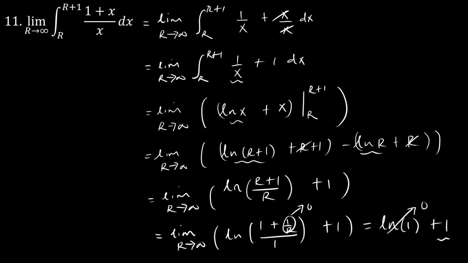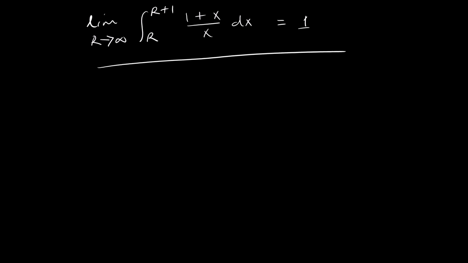And so our problem now becomes the limit as r tends to infinity of the integral from x equals capital R to x equals R plus 1 of (1 plus x) over x, which equals 1. And that, ladies and gentlemen, is our answer.